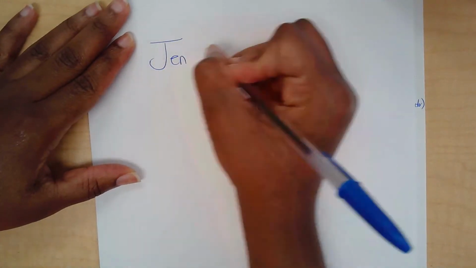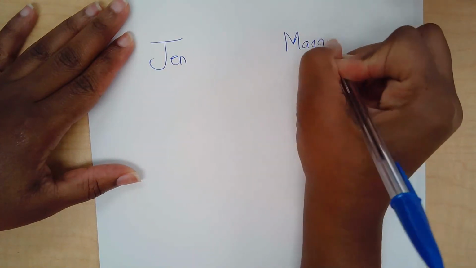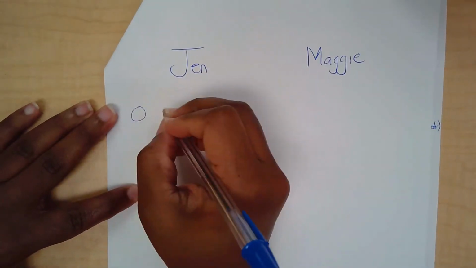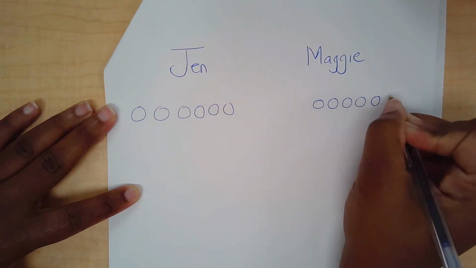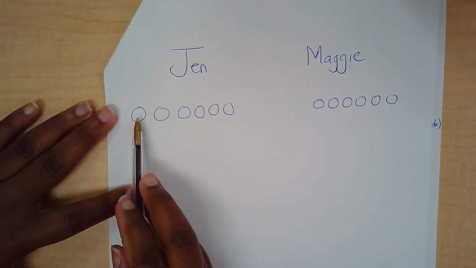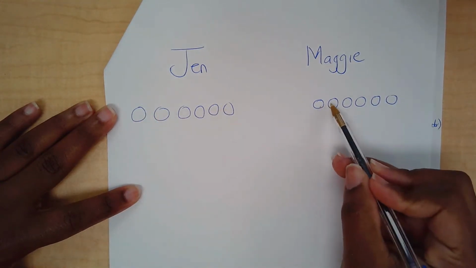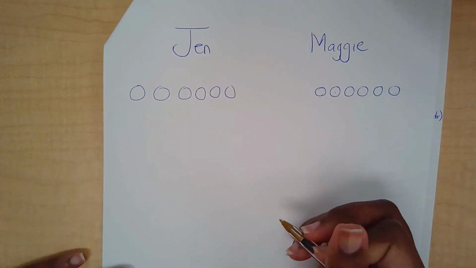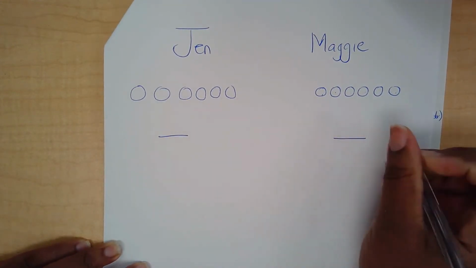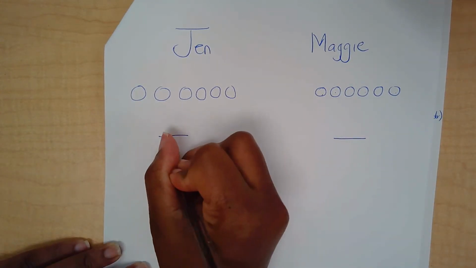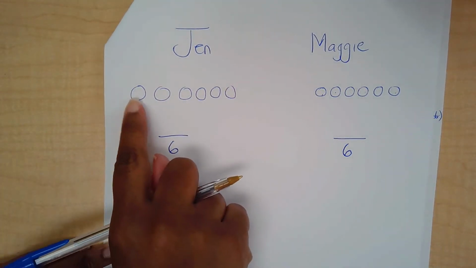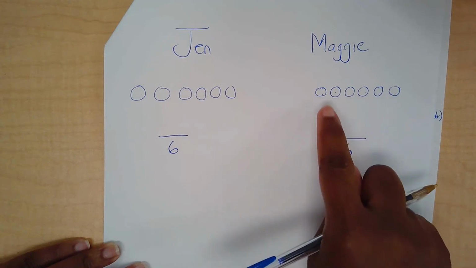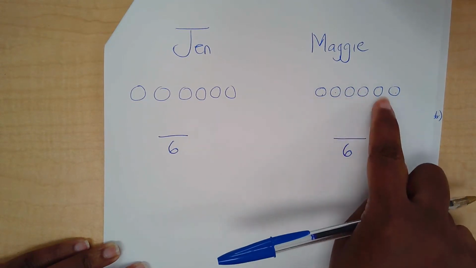We have Jen and Maggie. And they both have buttons. Here are their buttons. Let's see if they have the same amount. 1, 2, 3, 4, 5, 6. 1, 2, 3, 4, 5, 6. So if we were to come up with their fraction, we already know that their denominator is 6. Why is their denominator 6? Well, in total, Jen has 6 buttons. 1, 2, 3, 4, 5, 6. And Maggie also has 6 buttons. 1, 2, 3, 4, 5, 6.